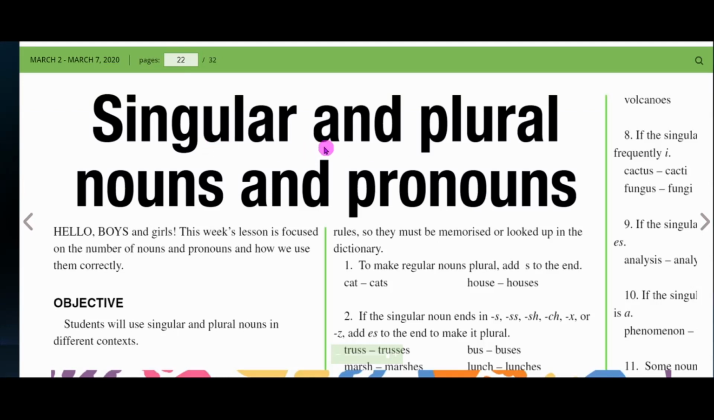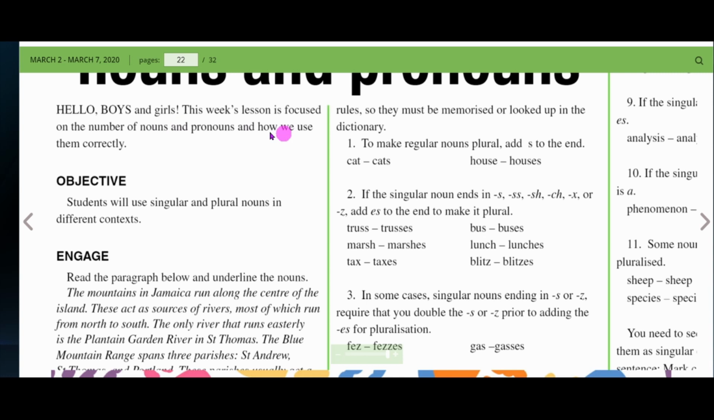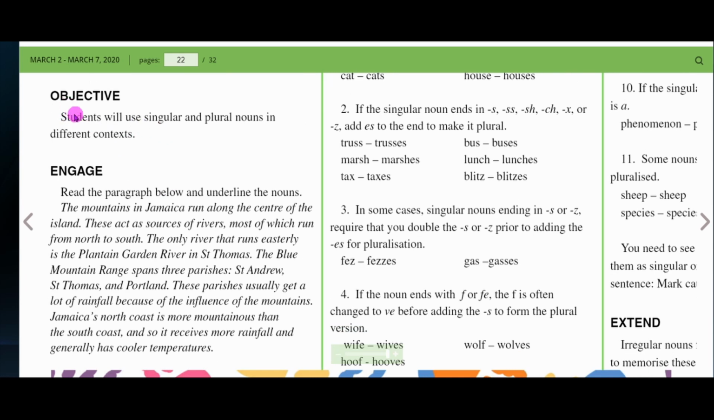In this episode, we look at singular and plural nouns and pronouns. In this lesson, we'll focus on a number of nouns and pronouns and how we use them correctly. Objective: students will use singular and plural nouns in different contexts.